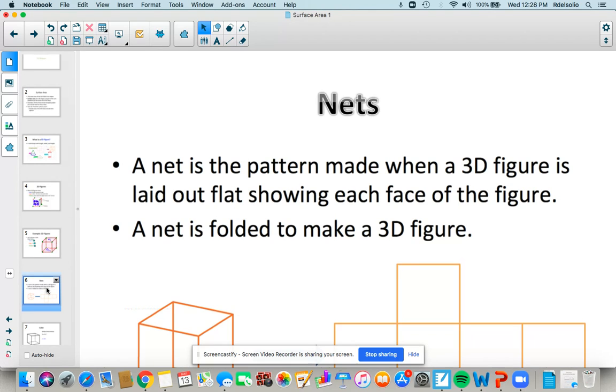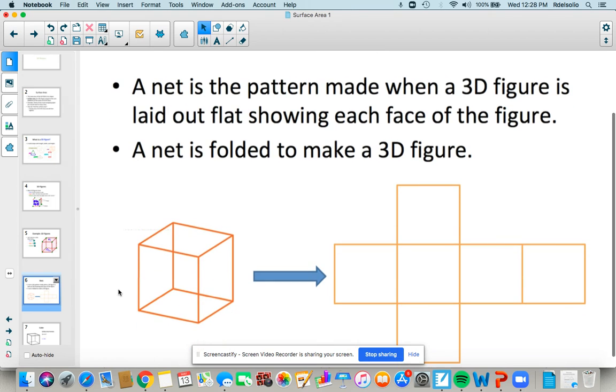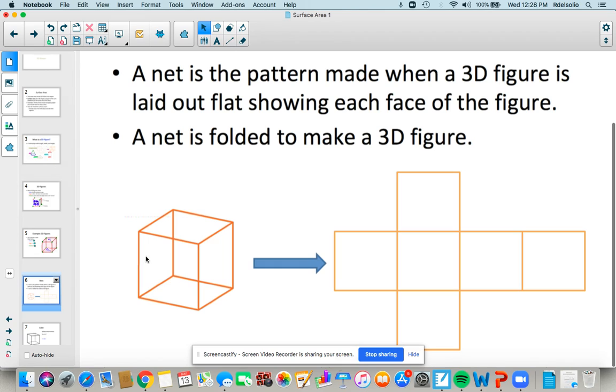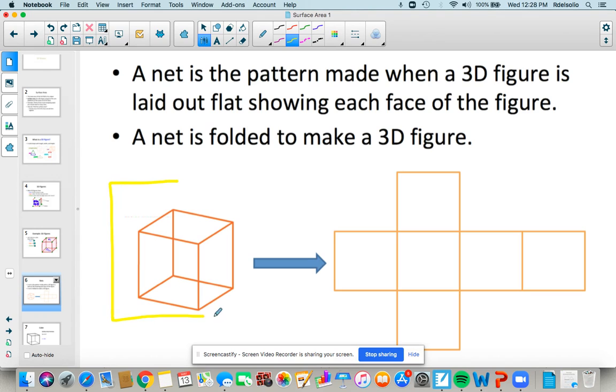So the next thing I want to talk about here is nets. So a net is the pattern made when a 3D figure is laid out flat, showing each face of the figure. So if you notice on the left side here, we have a cube. This is the 3D figure, a cube. If we were to take this cube apart, it would create this net, if we were to lay it out flat.